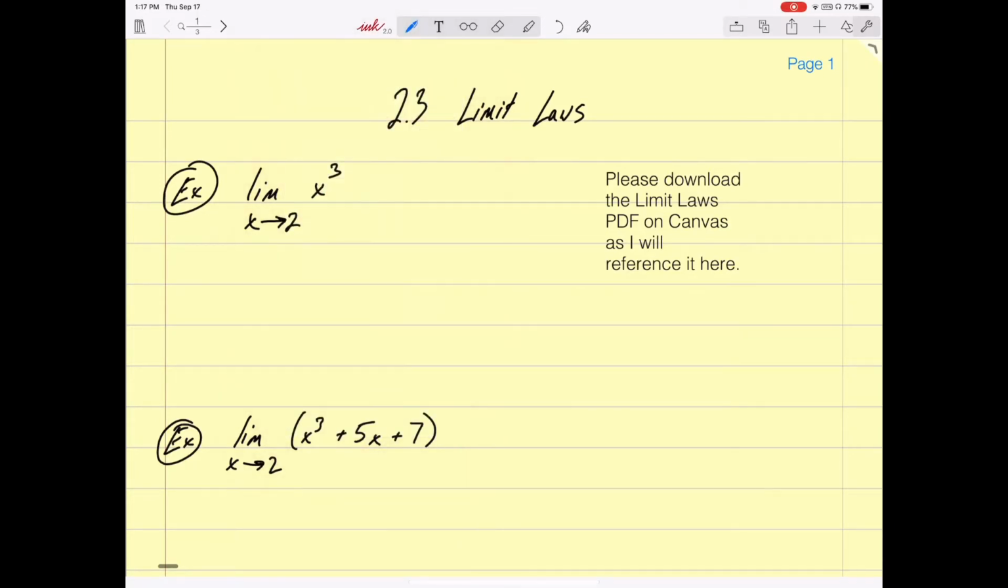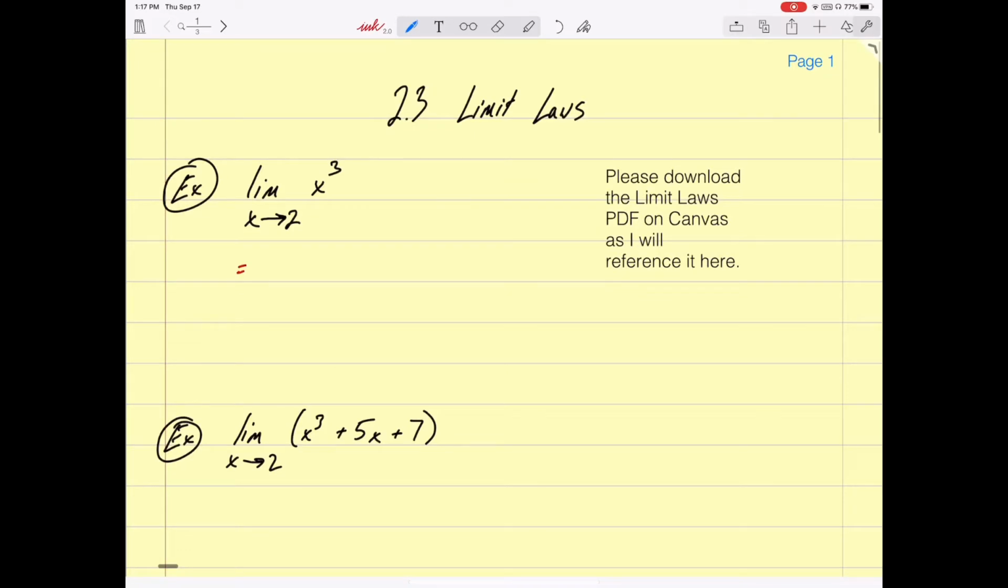Okay, first one. The first 3 examples just build. So this first one, the limit as x goes to 2 of x cubed. The first thing we do is plug in the value, so this would just be 8. So that's not an application. Well, it is an application of the limit law, but we've already talked about that one.